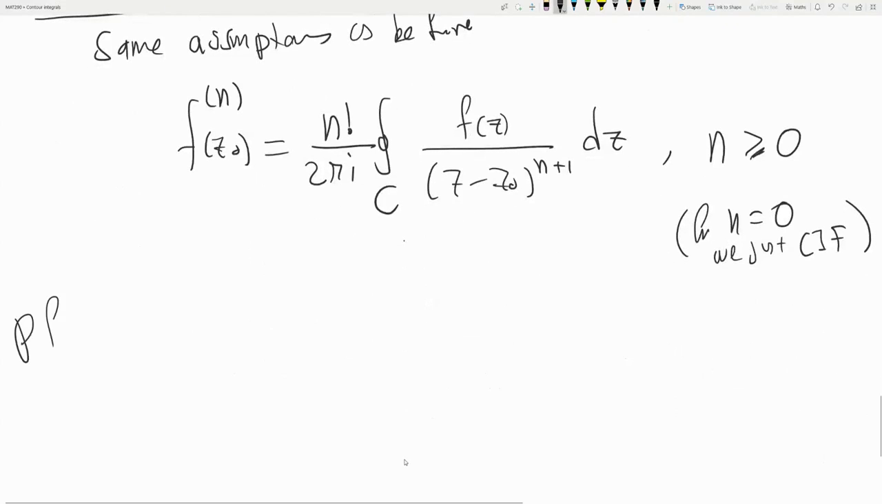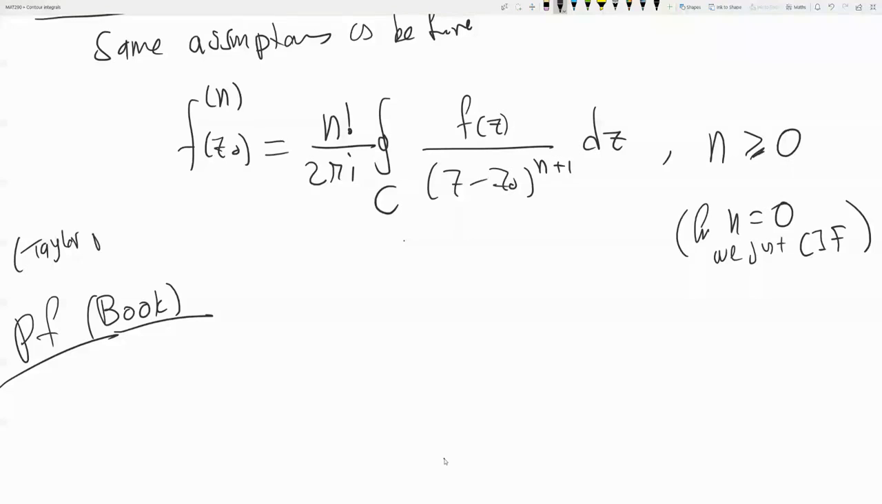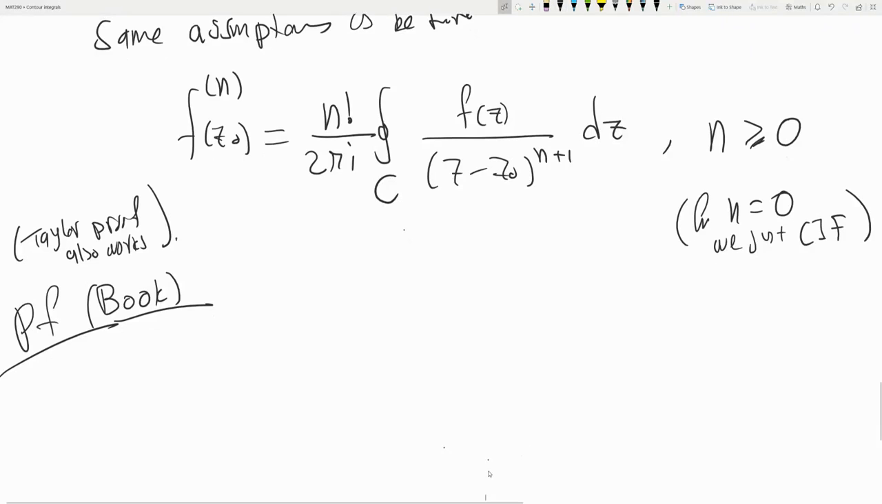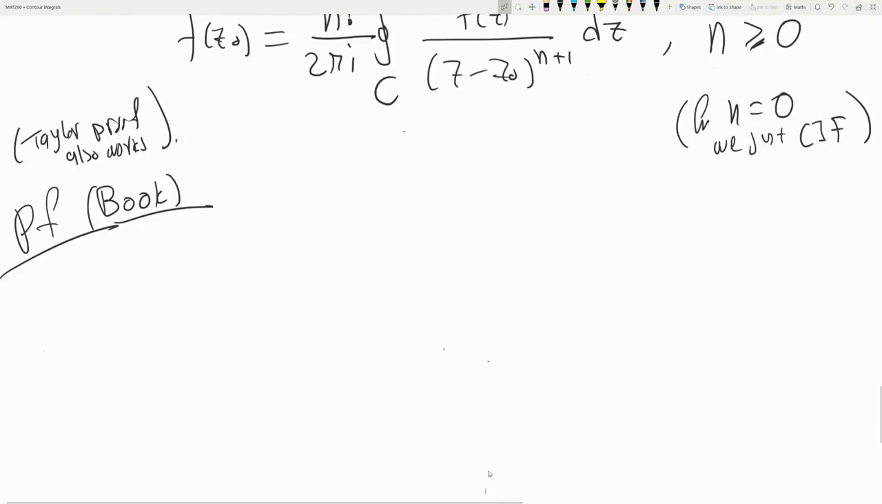Okay, so let's prove this. We're going to follow the one from the book. But if you like, try to deal with Taylor expansion. It's the same argument. So the Taylor proof also works. All right, so we will do the n equal 1 case.